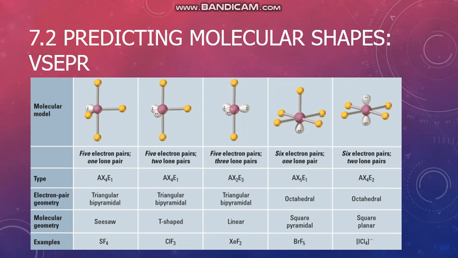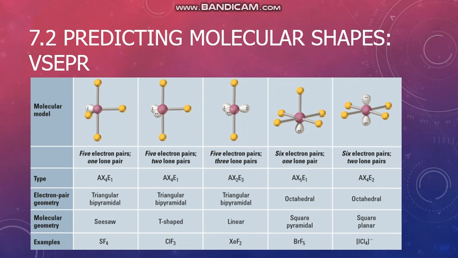And then here we have AX, this must be AX3E2, so this is wrong. In the AX3E2, this is T-shape. And if we have AX2E3, this assumes the linear shape. The electron pair geometry of these 3 molecules are all triangular bipyramidal since we have 5 electron pairs surrounding the central atom, but the molecular geometries are different.